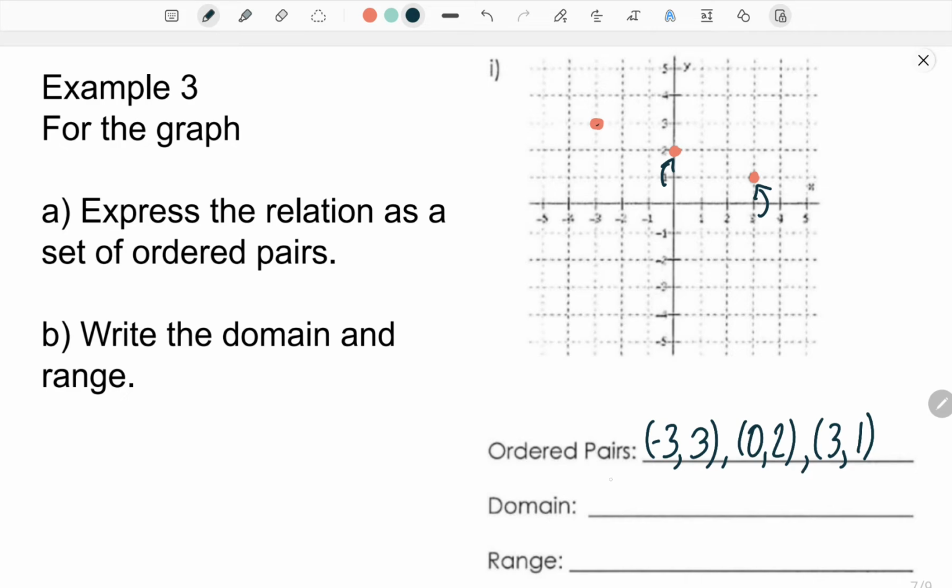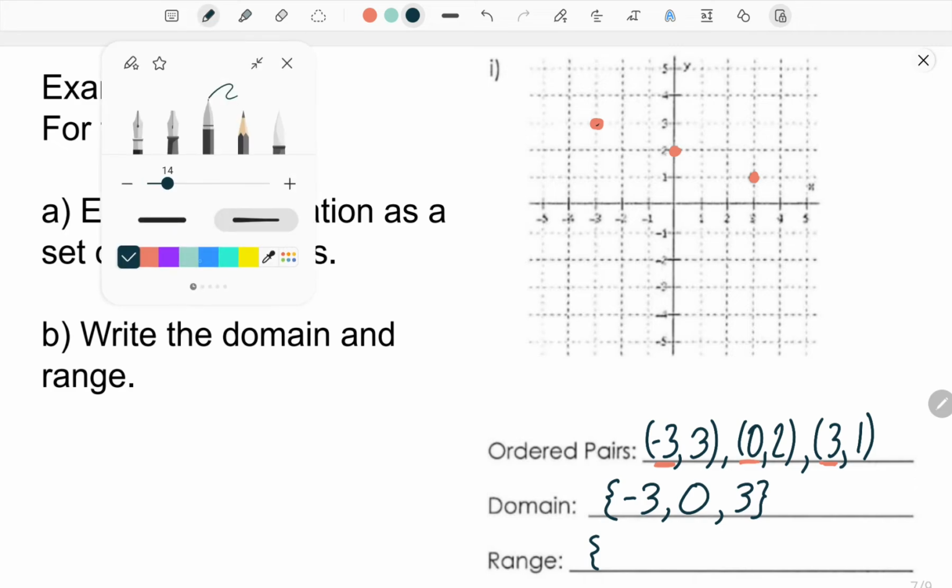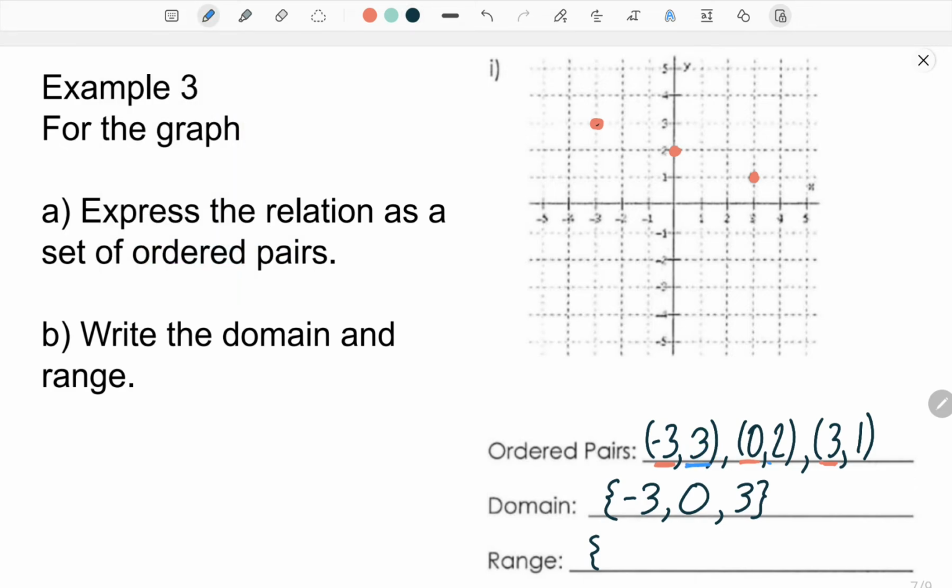So when we write down our domain, we can write this as -3, 0, 3, since that is our three x values. So -3, 0, 3. Next, let's take a look at our range. So our range is the y values. So we can take a look at the y values. We have a 3, a 2, and a 1. As I said earlier, when we're writing down these domain and ranges, we like to keep things in ascending order. So we'll just write it as 1, 2, 3.